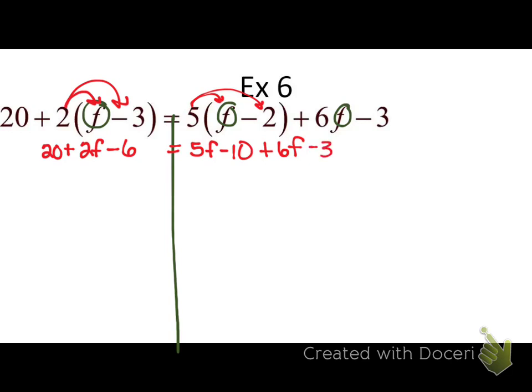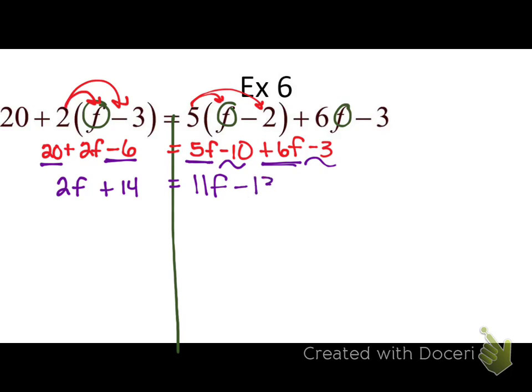Nice. Next step is, yeah, Maddie? Can you combine like terms on the right? Yep, we're going to combine like terms on the left and the right. I like to bring down my term with the variable first, and then I'm going to combine 20 minus 6, which is positive 14. And as Maddie said, we can combine like terms on the right. So let's start with my variables: 5f plus 6f is 11f. And then I'm going to combine my constants, which is negative 10 minus 3.